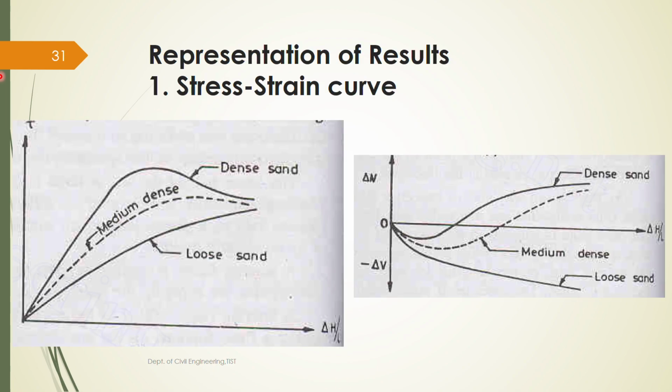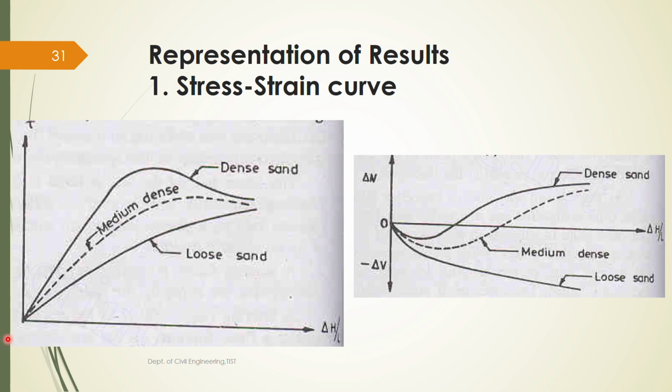Now, representation of the results. First one is the stress strain curve. See, this is the stress strain curve. On this axis you have the strain, and on this axis you have the stress, and we can plot the values. If you are conducting the test on a dense sand, this will be the shape of the curve. There will be a peak value, and then it will decrease like this.